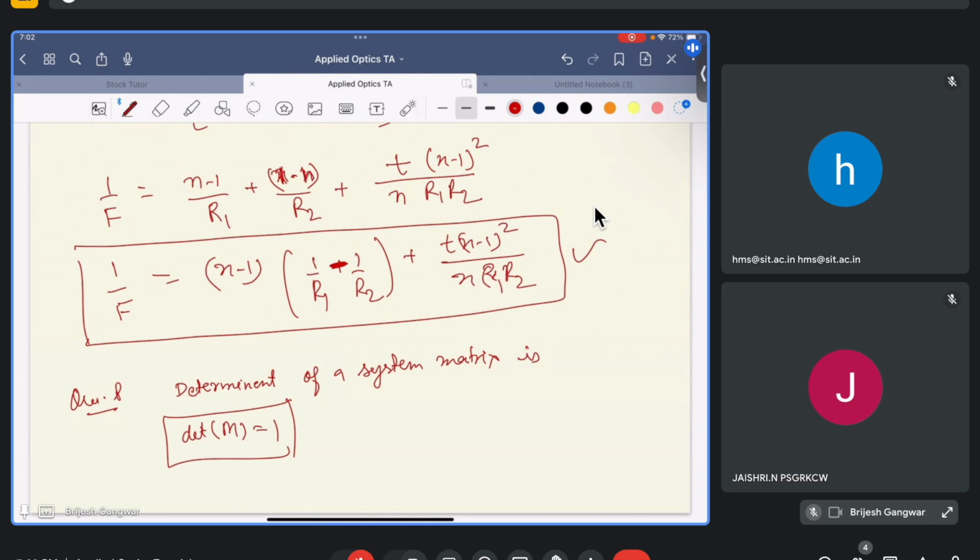The next question is similar: the focal length of a combination of two thin lenses of focal lengths f1 and f2 which are separated by a distance d will be given by. I already mentioned in the earlier numerical question that the formula comes like that. And how will you find this formula?